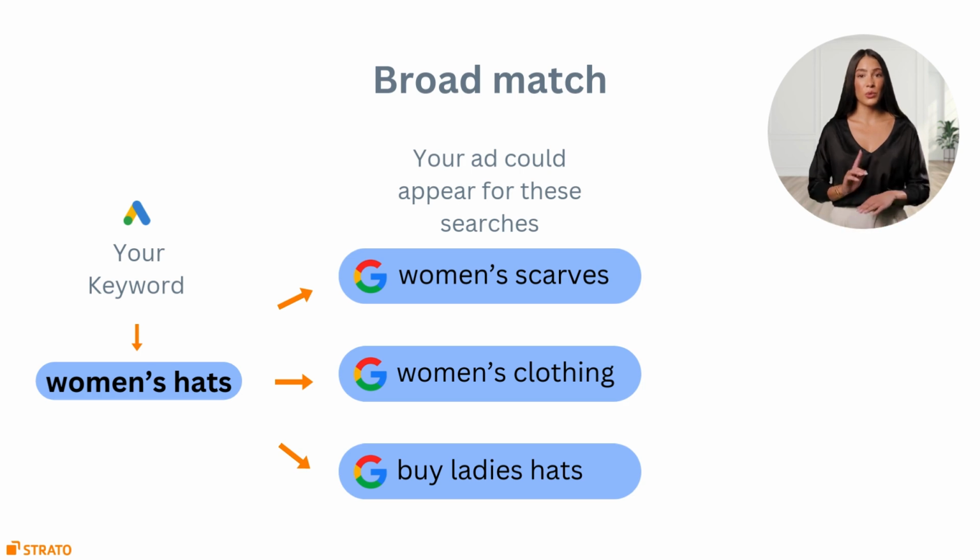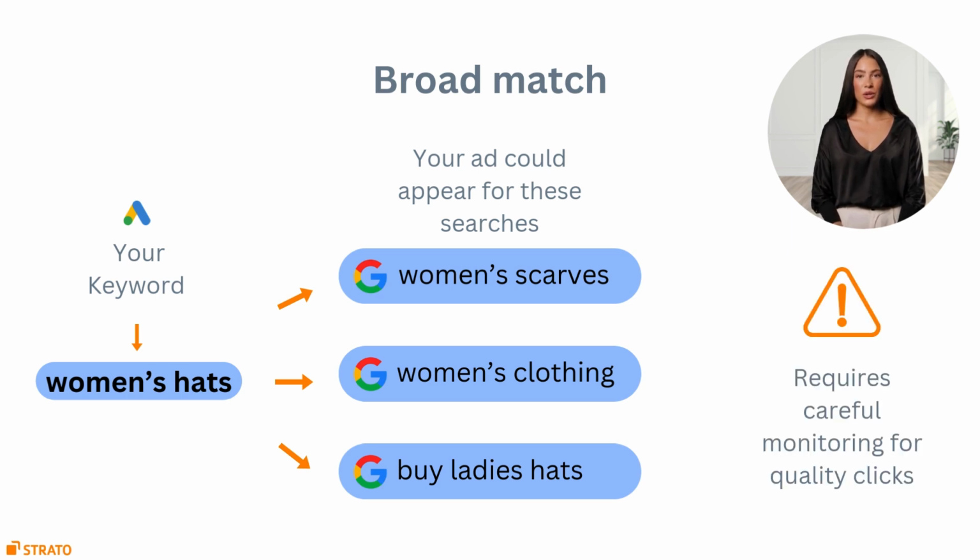This option offers the widest reach. Your ad will be shown when search queries are similar to your keyword, even if they contain misspellings, synonyms, or related searches. This is ideal for reaching a broad audience but requires careful monitoring to ensure high-quality clicks.